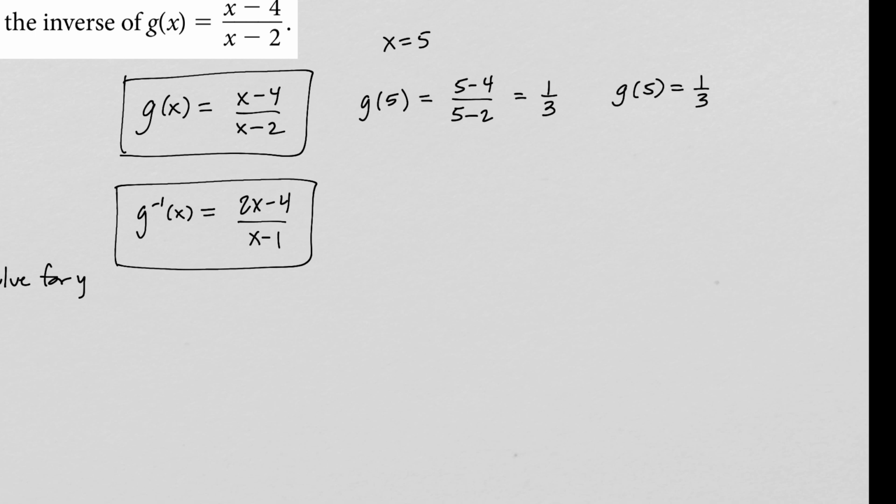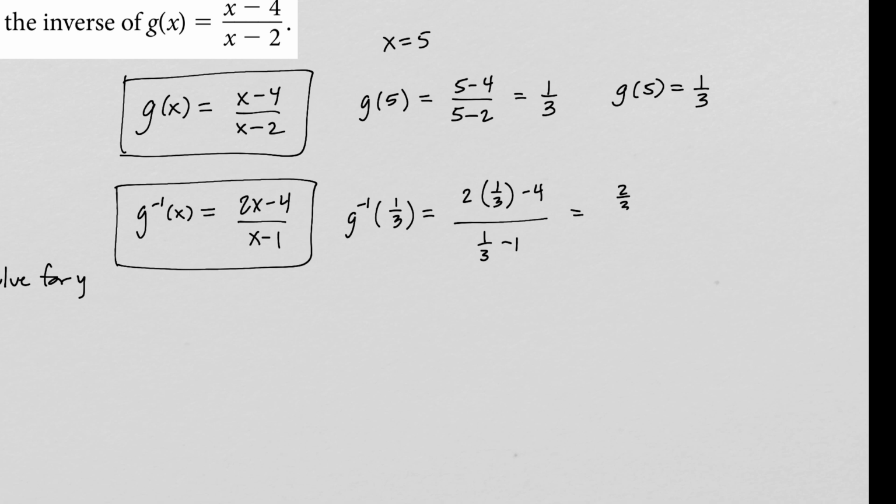Now, if this truly is the inverse, then that means if I plug the number 1/3 into this function, I should get the number 5 out of it. So let's see if that happens. So let's do g inverse of 1/3. Now, this is a little bit trickier. It's going to be 2 times 1/3 minus 4 divided by 1/3 minus 1.